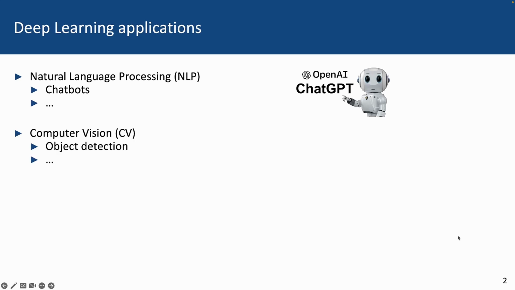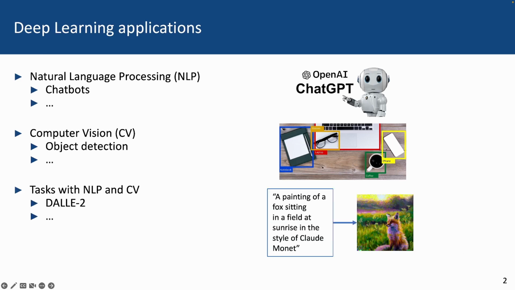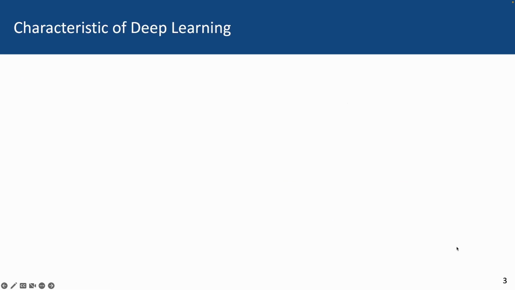Deep learning techniques have many successful applications, for example, chatbots, a famous one being ChatGPT, or detecting objects in an image, which is a challenging task in computer vision. And with recent advancements in language models and contrastive learning in CV, we can also apply deep learning on multiple tasks together, like DALL-E. We can type a sentence and let the deep learning model paint a picture for us. And there are many more other applications.